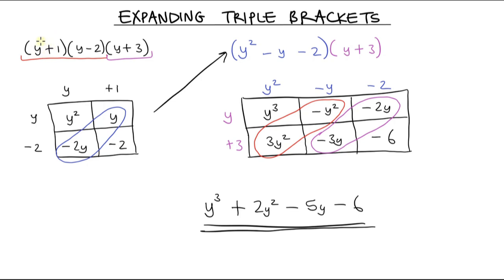So I could have multiplied the y plus 1 and the y plus 3 first, and then multiplied my answer by y minus 2, and you would have got lots of different workings out here, but the final answer should always be the same.